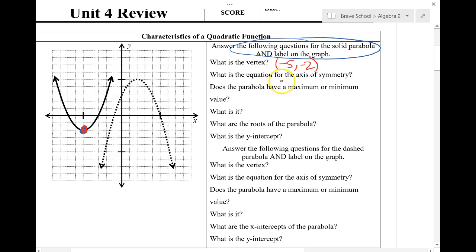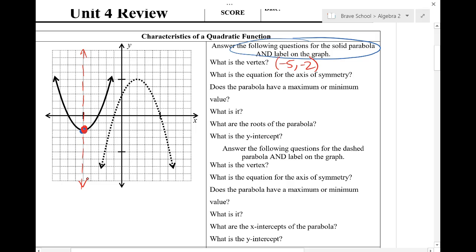Next thing is, what is the equation for the axis of symmetry? Alright, so here is a little hint. If you're looking for the axis of symmetry, it is the x value of that vertex. Because remember, the axis of symmetry is the line that divides your parabola in two, because it's symmetrical on both sides. So that line I just made right there, that is your axis of symmetry.